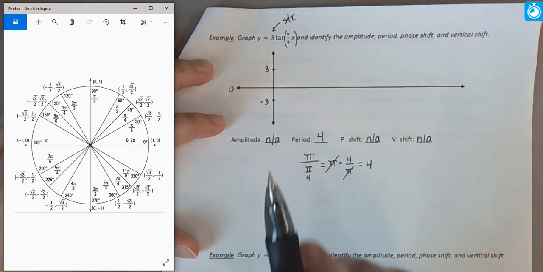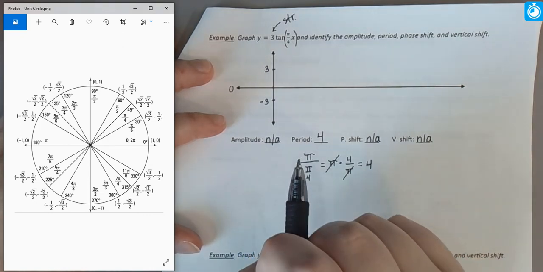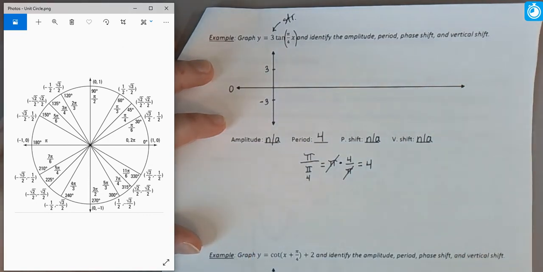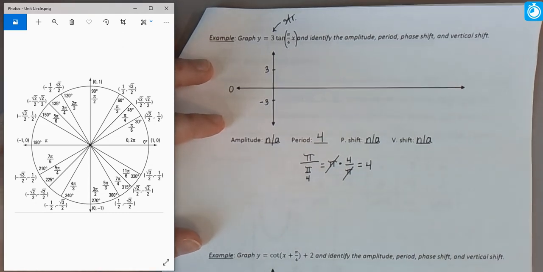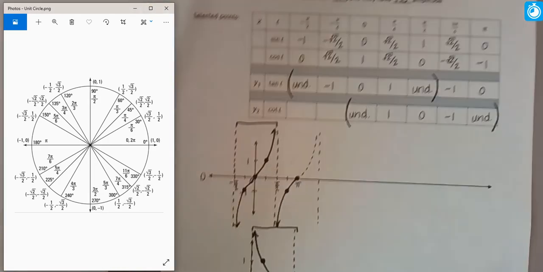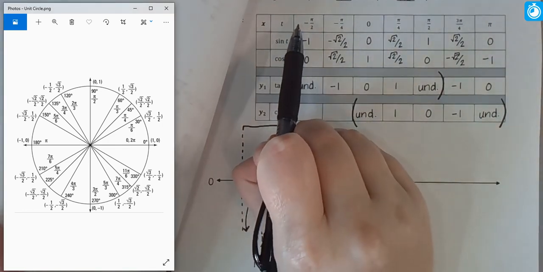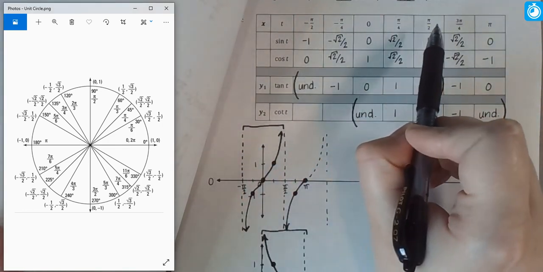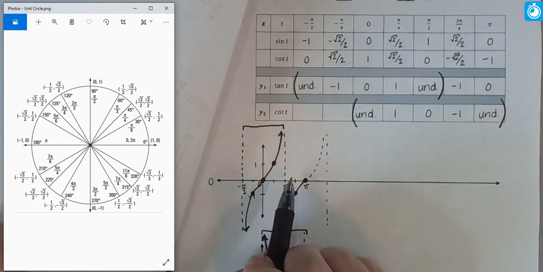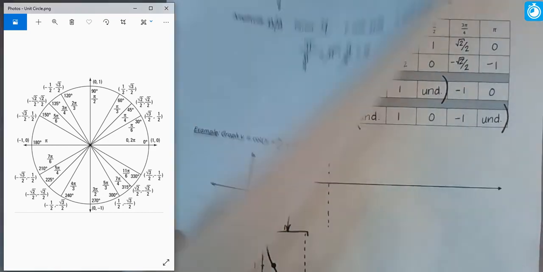Now here more than ever, we're going to have to be careful about graphing the right cycle. Where does the cycle start? Where does the cycle end? Because remember, it doesn't go from 0 to 2 pi. It doesn't even go from 0 to pi. Tangent is special. The standard interval for tangent is going to go from negative pi over 2 to pi over 2, because those are the values over which we get a full branch of our tangent graph.